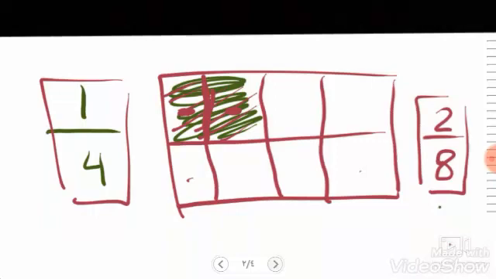But in math, how can I get the equivalent fraction directly without modeling or without drawing? I can get it in 2 ways. Number 1, I can get it by multiplication, like the same question I gave you before.